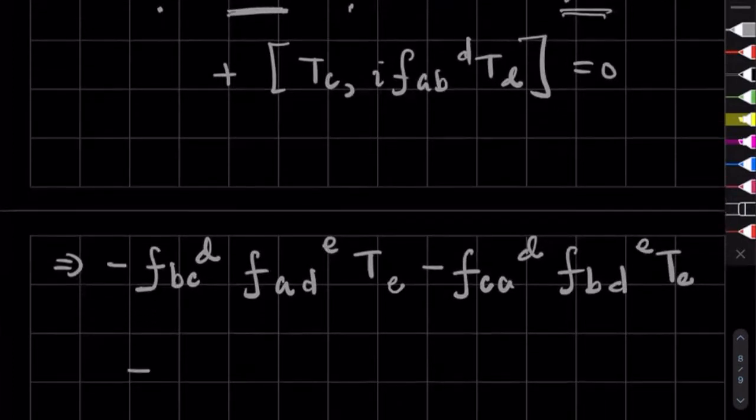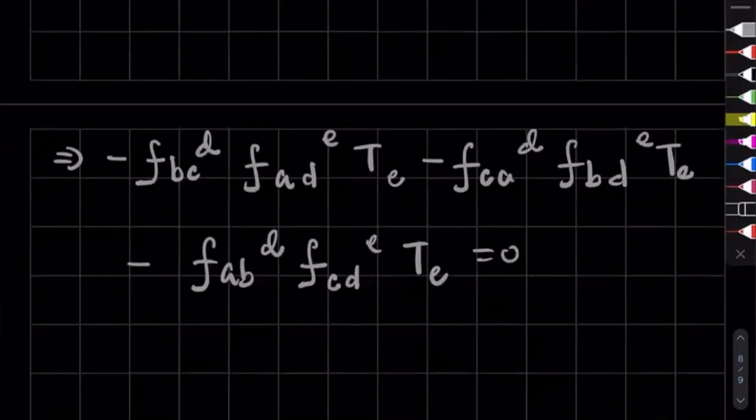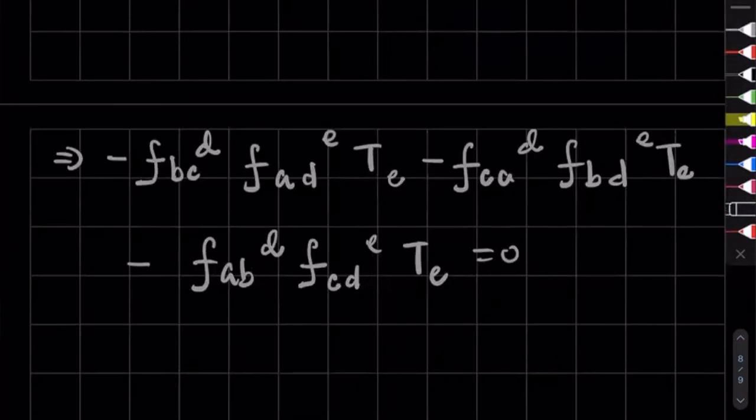And then we have f_ABD f_CDE T_E is 0. Right? So we have an equation where we have this times T_E is 0. So we have two choices. Either this thing is 0 or this thing is 0. And these are all linearly independent and they are not 0. So it must be that the coefficient is 0.